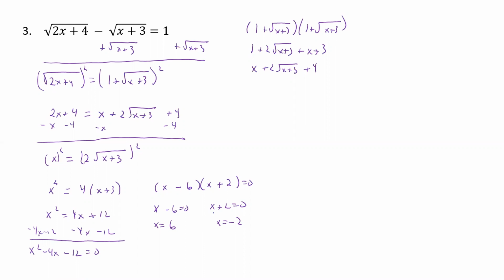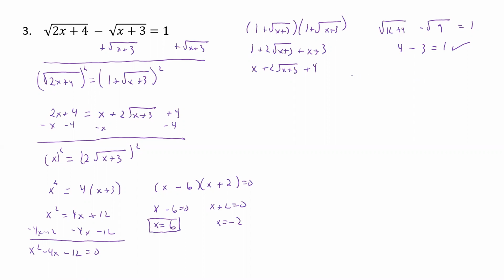Now we have to verify both of those. So the first one is going to be the square root of 2 times 6, which is going to be 12 plus 4 minus the square root. Now 6 plus 3 is 9, and that equals 1. So 12 plus 4 is 16. The square root of 16 is 4. Now the square root of 9 is 3. That's equal to 1. Yes, so that works. What about minus 2?